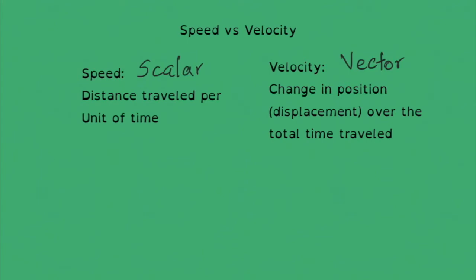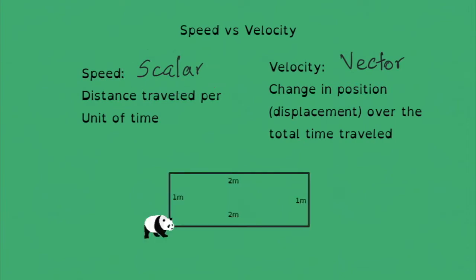Again, speed is scalar, meaning that it only has magnitude. And velocity is a vector, having not only magnitude, but also direction. We normally represent it with a little arrow. The difference is going to become more evident when we look at this very simple problem.